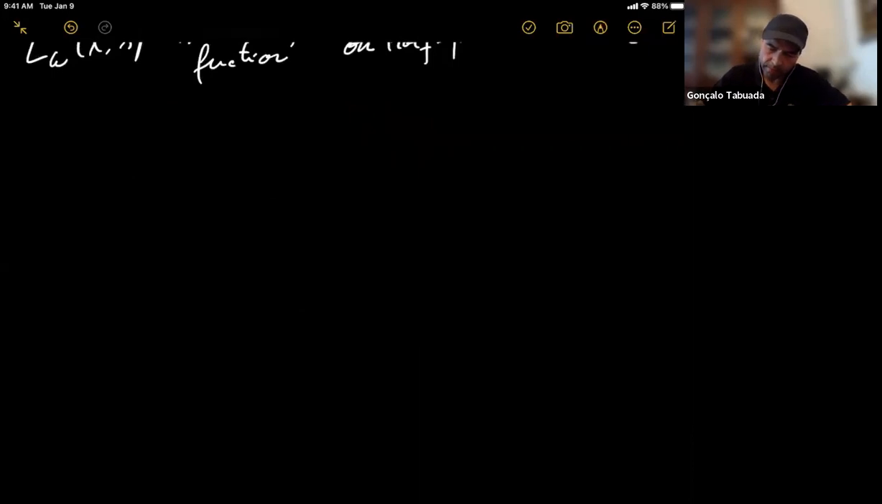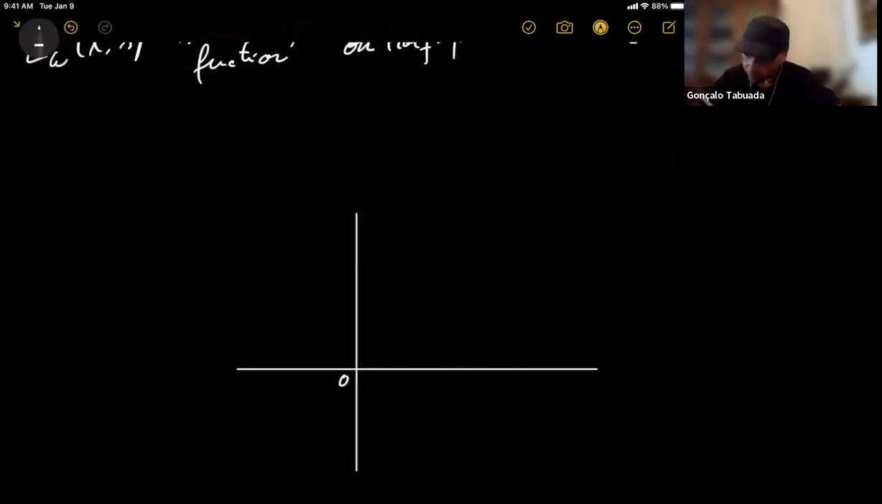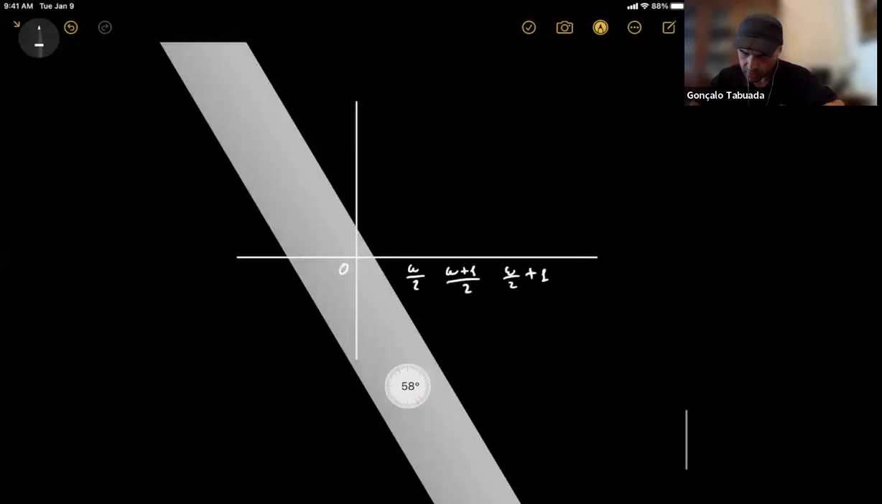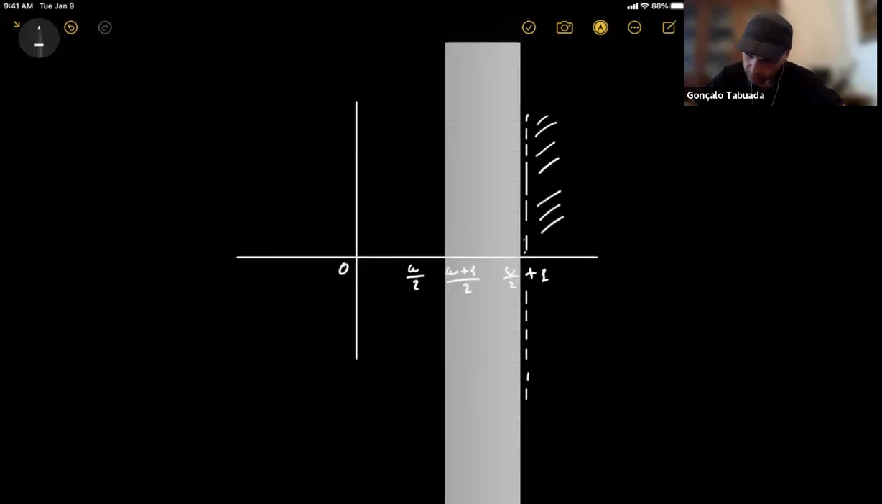So if you want, one picture that one could make is the following. As before, we have this picture. Here we have 0, here we have omega over 2, here we have omega over 2 plus 1/2, and omega over 2 plus 1. So the function is well defined in this region here. So it's well defined in this region. Okay.